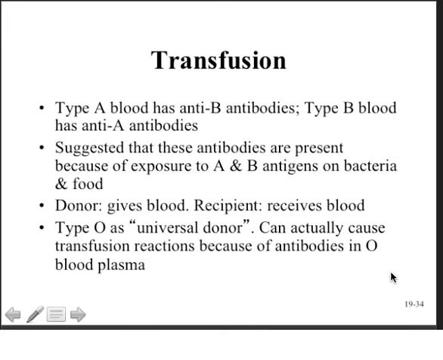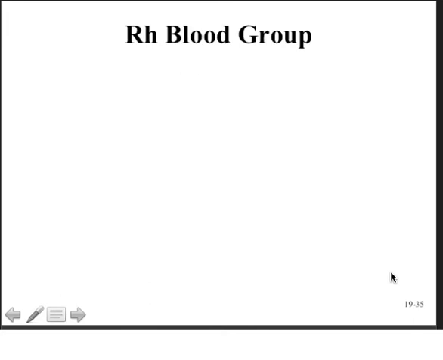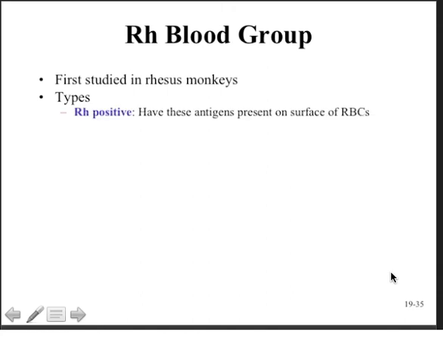Now, there's another blood group, antigen group we have to concern ourselves with, and this is the Rh blood group. It was first studied in rhesus monkeys. That's where it gets its name. And there are 2 types of Rh antigen presentations. Okay, there's Rh positive, meaning that you have these antigens on the surfaces of your red blood cells, and there's Rh negative, where the antigens are not there.